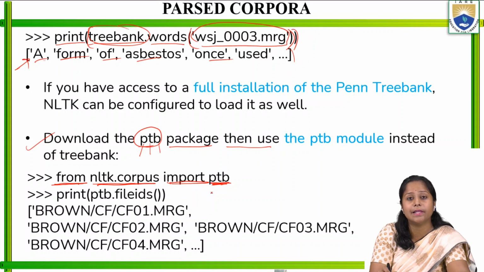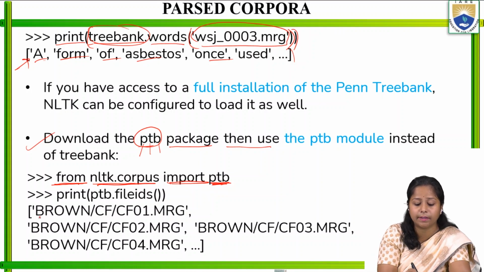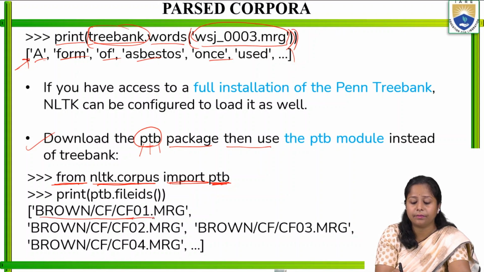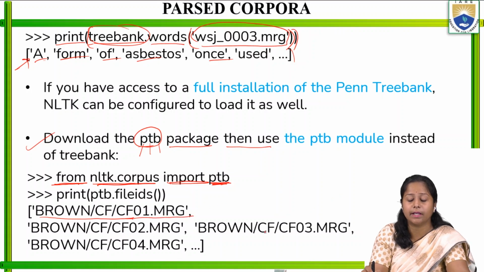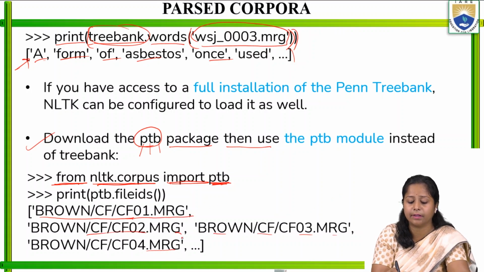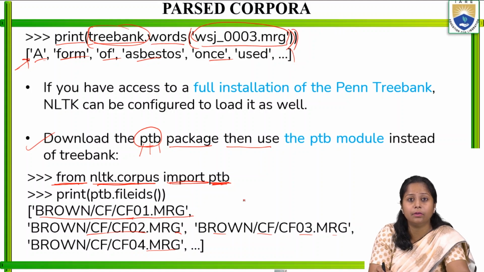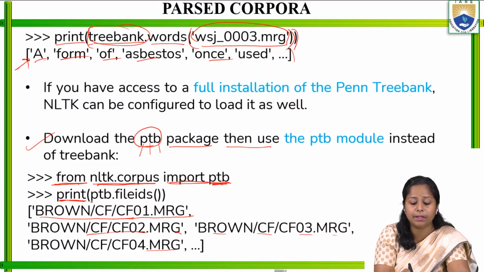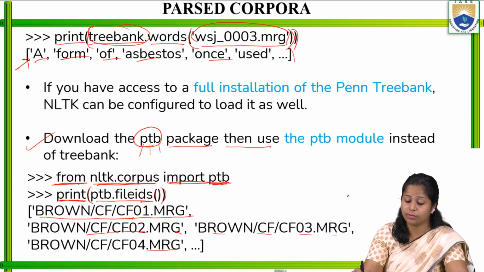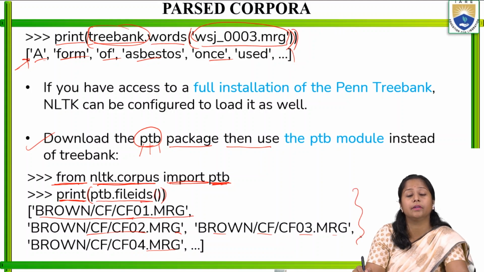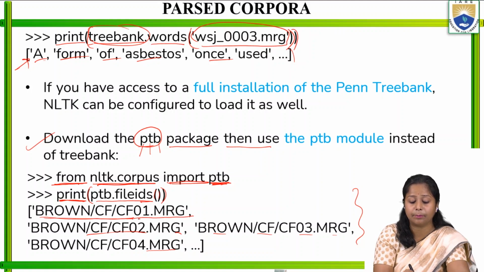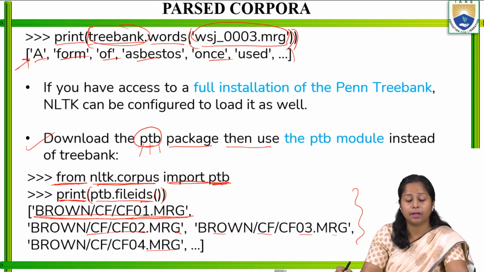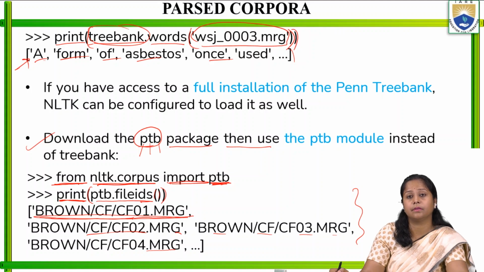So different files are there that will be just named like this: brown cf01.mrg. These are the different files in this corpus. Now I need to just print those. If I need to list those, I use the print function. In that I will write ptb.fileids function. That is going to list all the related documents here by their names in single quotes.